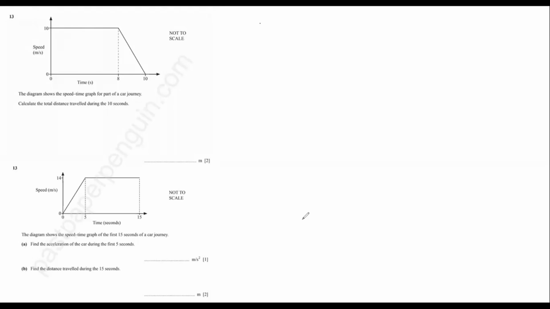Right. So number 13, it says the diagram shows the speed-time graph for part of a car journey. Calculate the total distance traveled during the 10 seconds. To find the distance traveled, we need the total area under the graph. The formula for a trapezium is half.